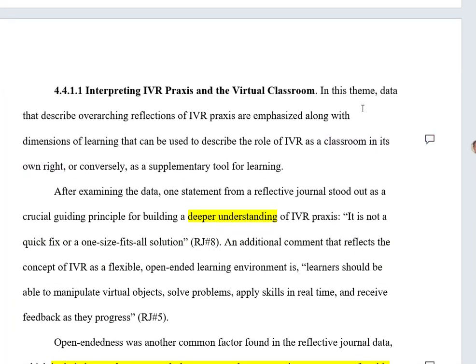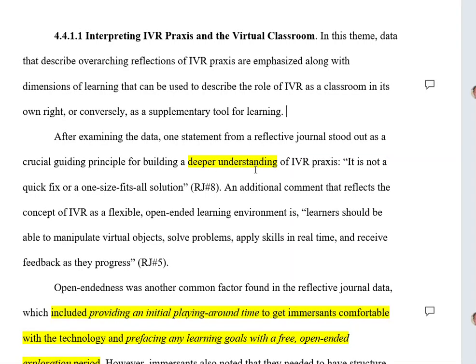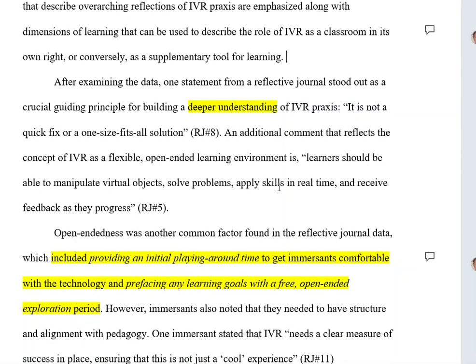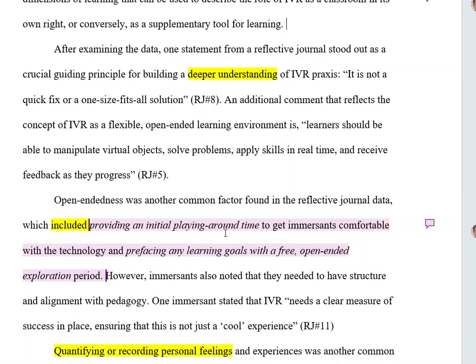However, in this theme, data describe the overall reflections emphasized, describing the role of IVR in the classroom in its own right, or conversely, as a supplementary. I'm not sure what this own right thing is, but what you should say here is key sub-themes to organize these things, because it just seems like these paragraphs are coming out of nowhere. So this one's focusing on deeper understanding. I think it needs to be expanded a little bit because I'm not quite sure what you're trying to get at there. And then this one's talking about initial orientation. So that's the second theme.